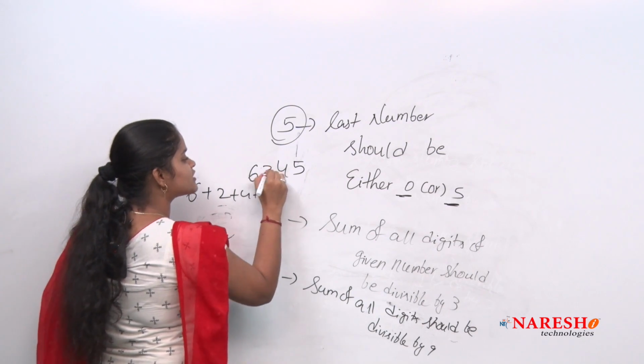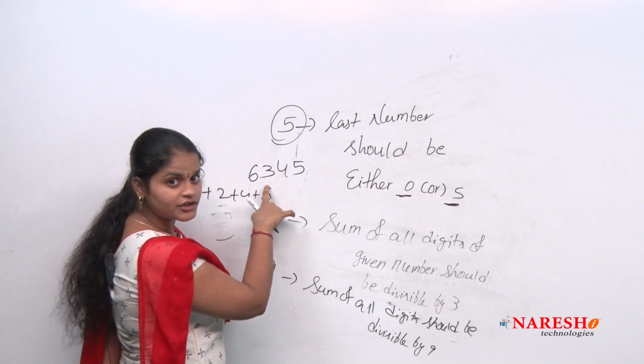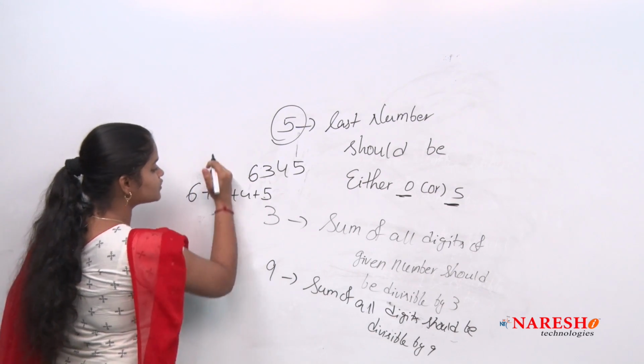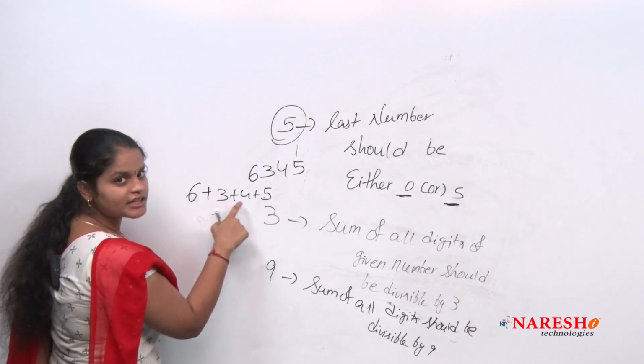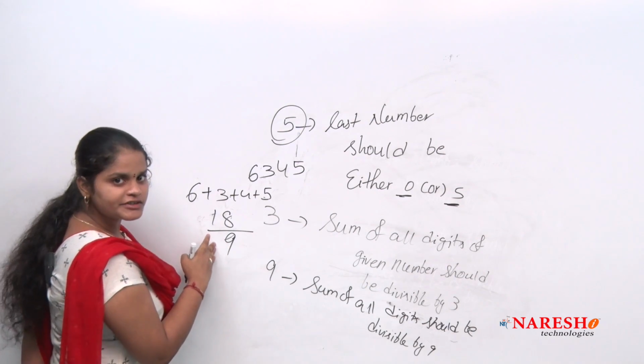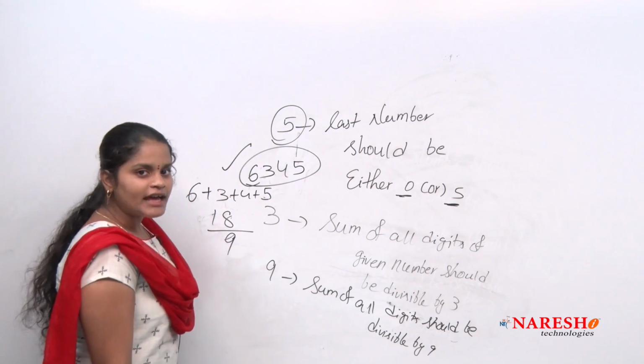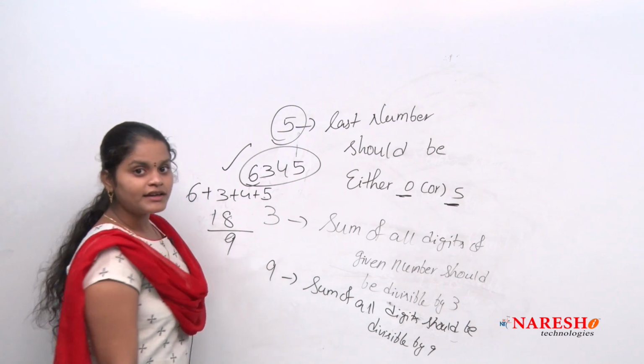For example, the question is like this: 6345. Is this divisible by 9? You are supposed to check. Now, do the sum of the digits. 6 plus 3 plus 4 plus 5, 18. Is 18 divisible by 9? Yes. So this entire number is divisible by 9. This is the divisibility rule for 9.